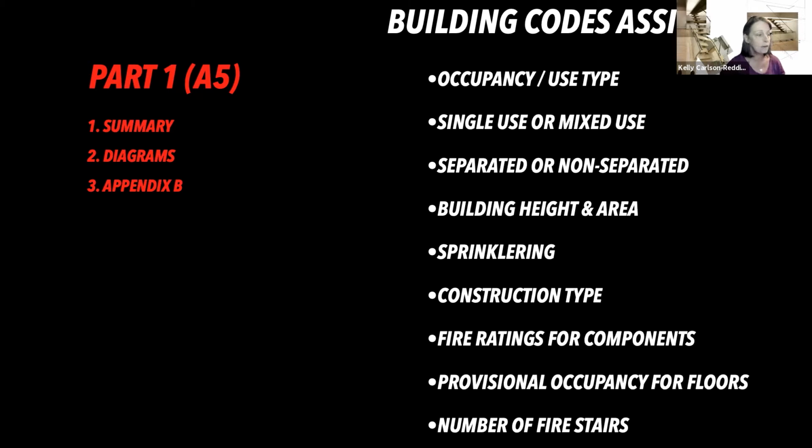What building height and area can we use? Is this going to be sprinklered? What construction type are we going to anticipate? What are the fire ratings within that construction type? And what is the provisional occupancy that we expect for a floor? And as a result of that, how many fire stairs do we have? So this is the goal for this assignment.